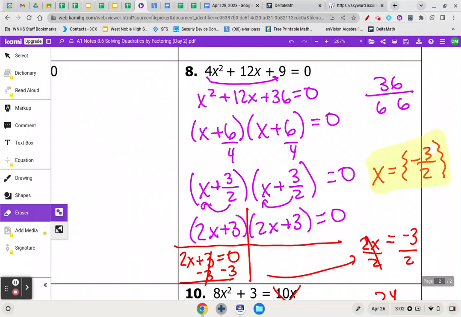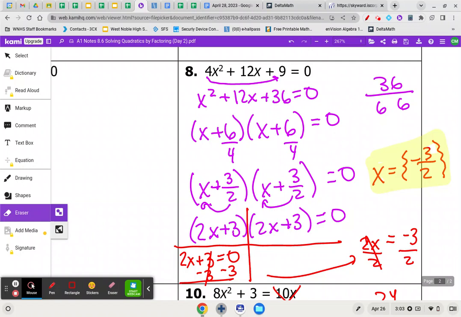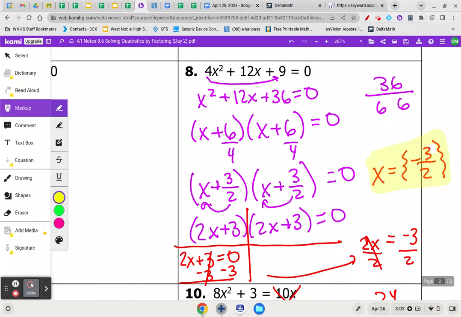All right, for question 8, this is a slip and slide problem. So I went ahead and I slid 4 back, and I got x squared plus 12x plus 36. And then I had to find my factors of 36 that combined to 12, and I got 6 and 6. So I have x plus 6, x plus 6, and then I had to slide that 4 back under. So that's what I did here.